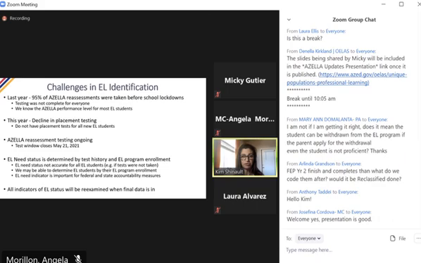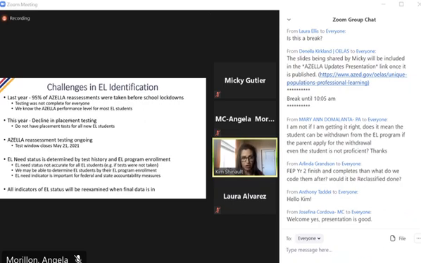We've had some challenges in identifying EL students in the current year, and these challenges started last year when the lockdowns took place in March. At that time, we had 95% of the AZELA reassessments taken prior to the lockdowns. So testing was not completed for everyone, but we do know the AZELA performance level for most of the EL students from last year.